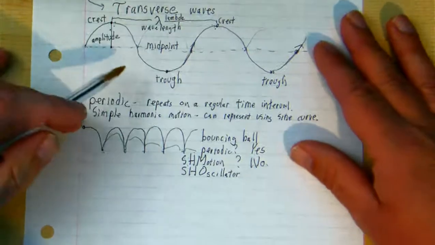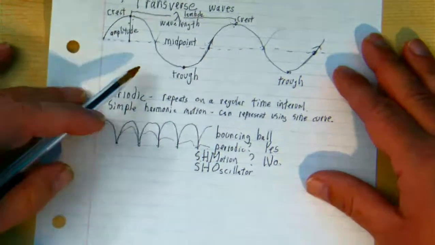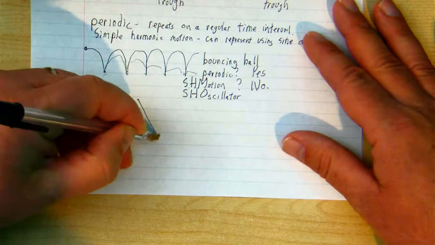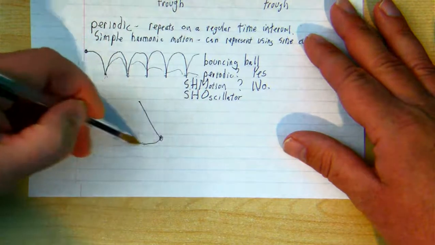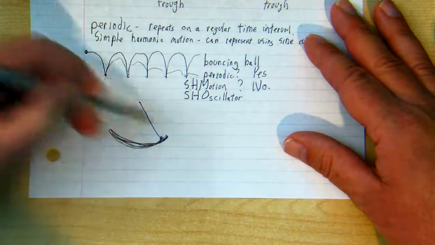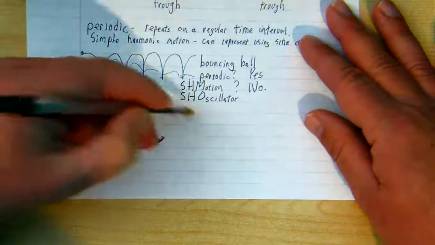An example of something that is harmonic would be a pendulum swinging back and forth, back and forth, back and forth. So that is periodic, yes.